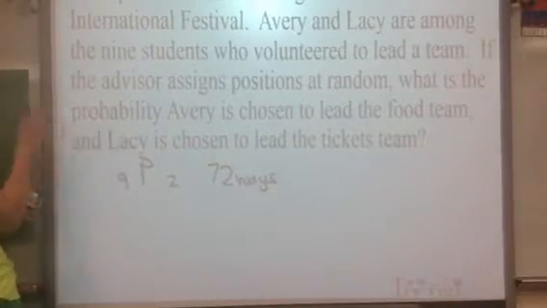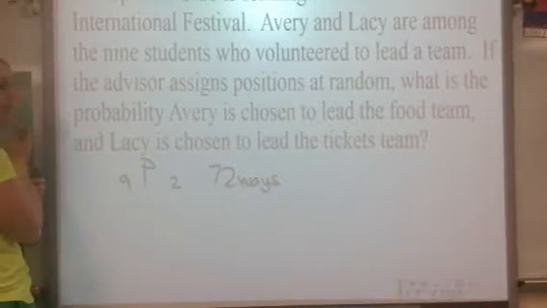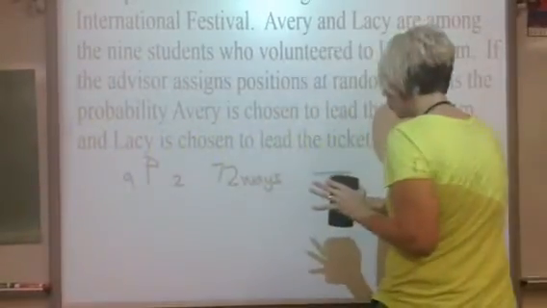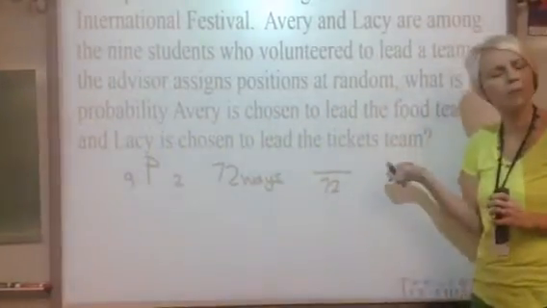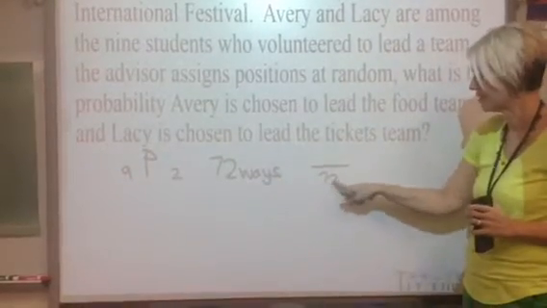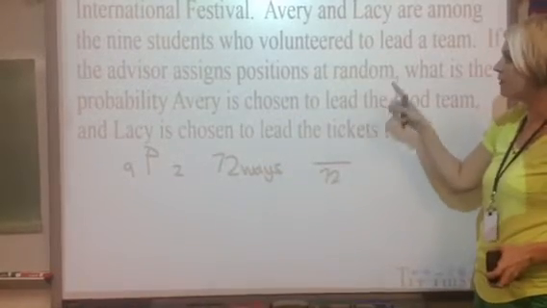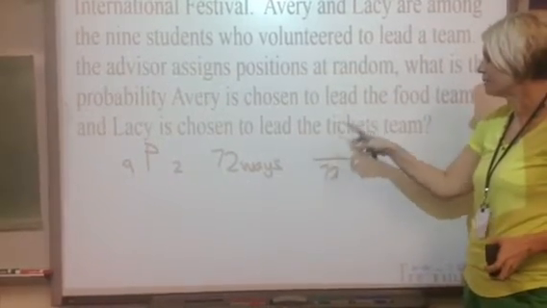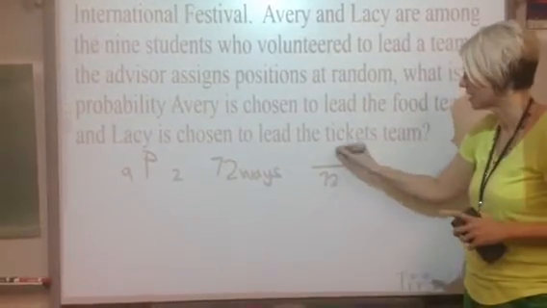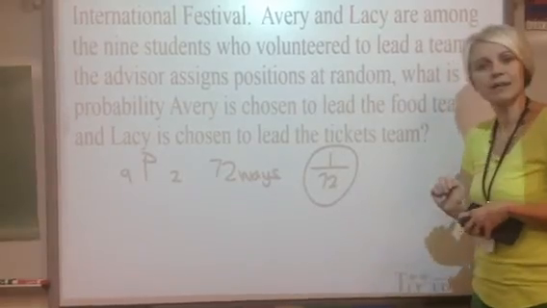Now, if the advisor assigns a position, what's the probability Avery would be chosen and Lacey would lead the tickets? Well, there's 72 total ways, so that's going to be our denominator. Because remember, probability is the number of outcomes you want out of the total outcomes. So 72 is going to be our denominator. How many outcomes would I have with Avery leading food and Lacey leading tickets? That's only going to happen one time, that each girl gets that one slot. So the probability here would be 1 out of 72. So you try the example in your notes.